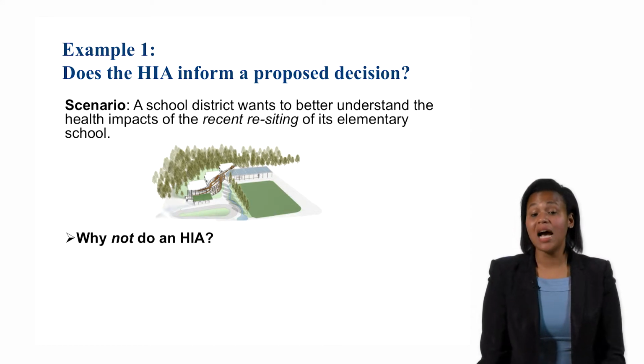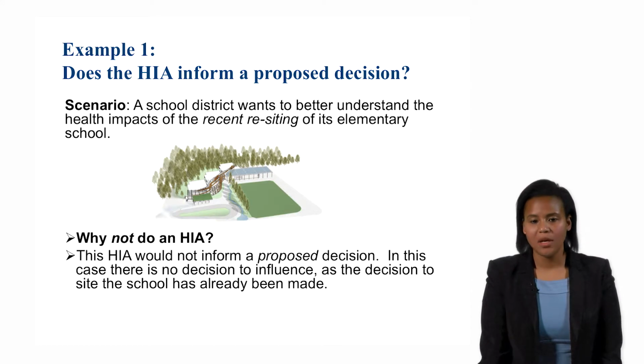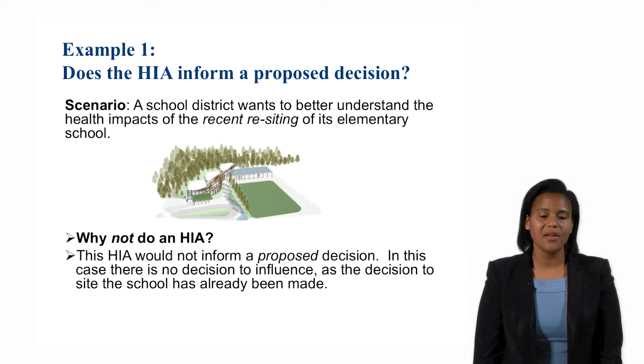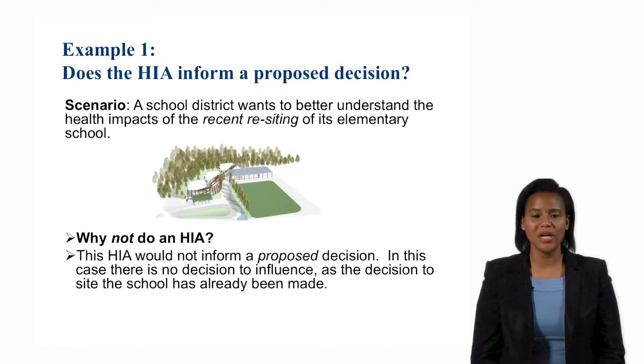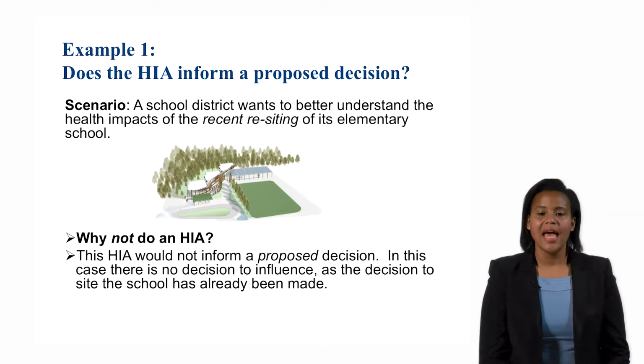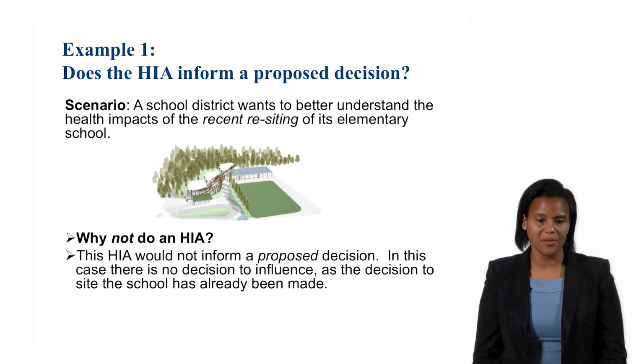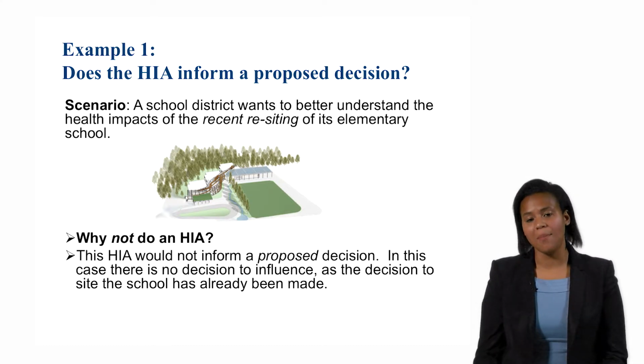The answer is that we would not do an HIA. Well, why not? Because this HIA would not inform a proposed decision, right? So I said in the scenario, it was a recent re-siting. So the school has already been re-sited and there's no decision to make here. This would be an example where you might want to conduct an evaluation, right? To see what happens once that school is re-sited and to see what happens for health.